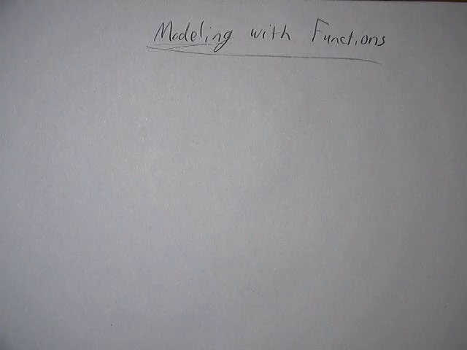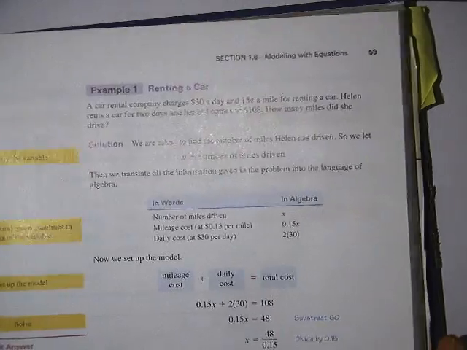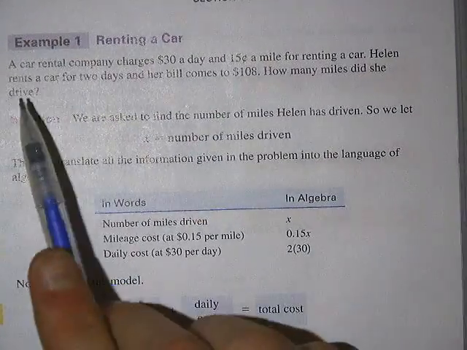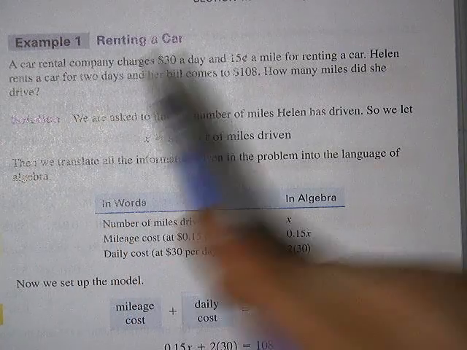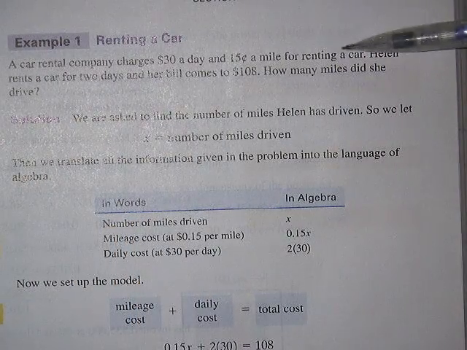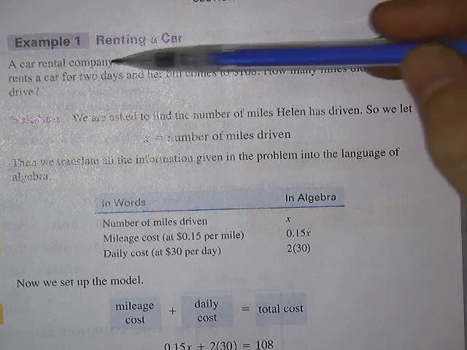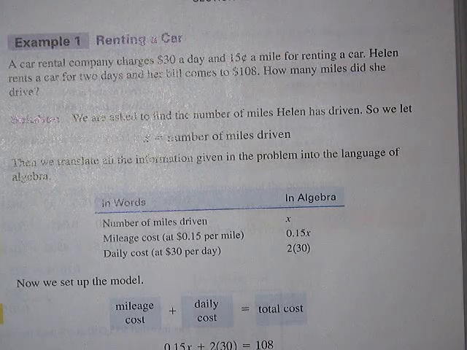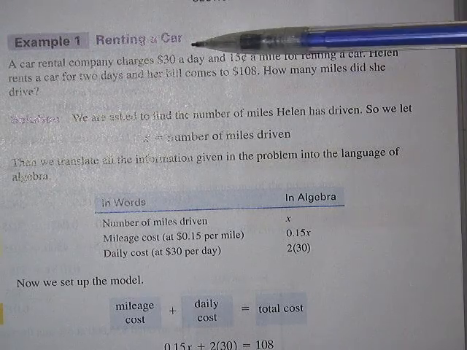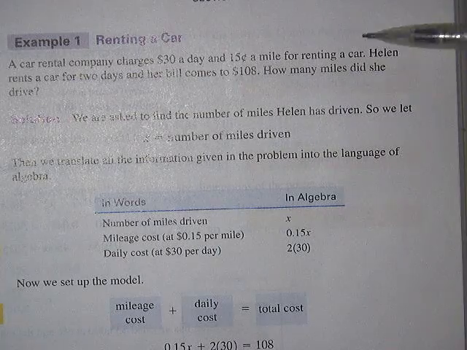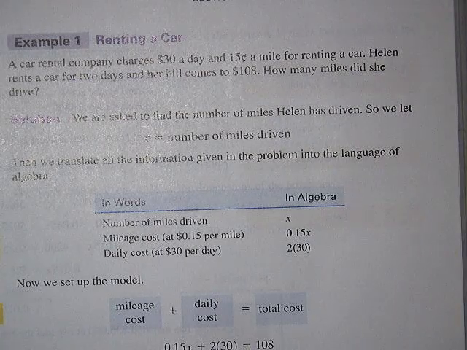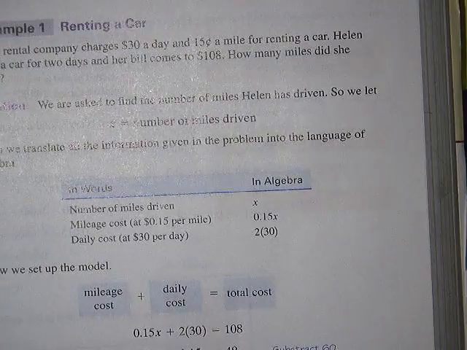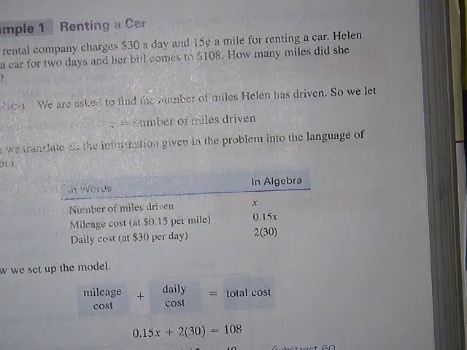So here's the type of thing that you would see in your textbook. We'd see something like this, these problem situations. A car rental company charges $30 a day and 15 cents a mile for renting a car, and Helen rents a car for 2 days. Her bill comes up to $108. How many miles did she drive? Basically, what we're going to be trying to do is identify what all the different variables are inside of that equation, and then also try and start figuring out how do I express that situation using equations and those variables.